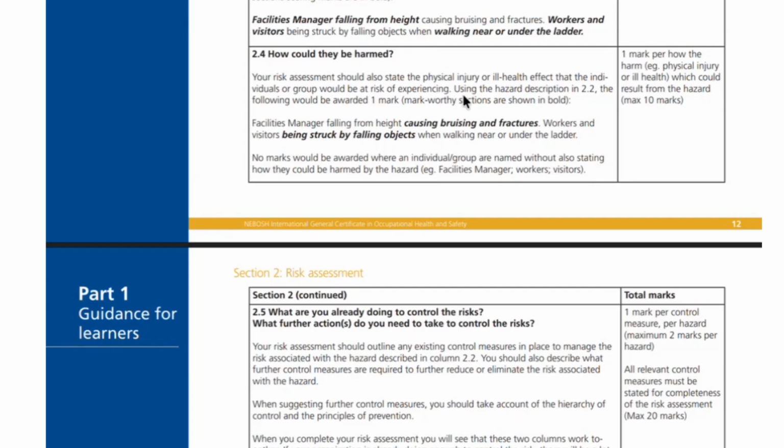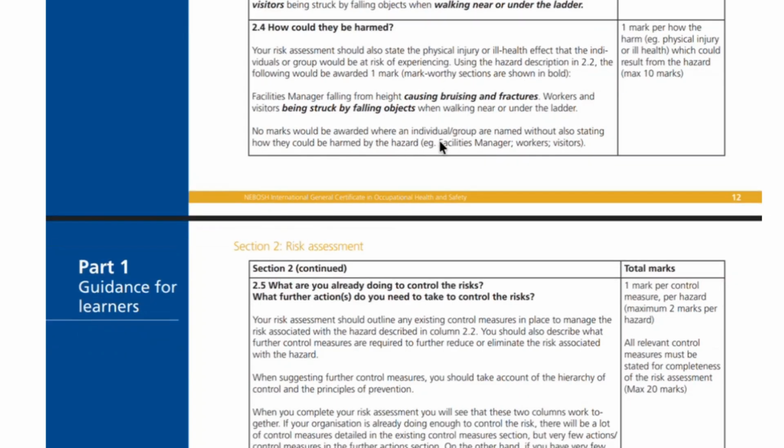They will not be able to award marks to you if an individual or group are named without also stating how they could be harmed by the hazard. So when you're writing, make sure who is falling. If you say noise, the operator who failed to wear earmuffs, exposed to high levels of noise, can cause hearing damage, can affect his hearing capability. So you have to mention the particular designation, the particular employee who is going to get affected. That also you have to mention like this. Facilities manager falling from height. Workers and visitors who are working beneath.